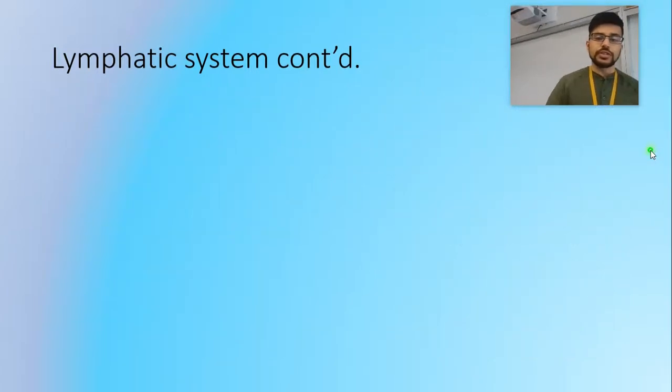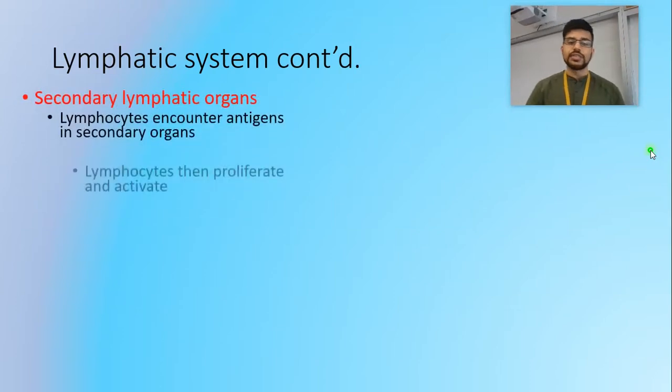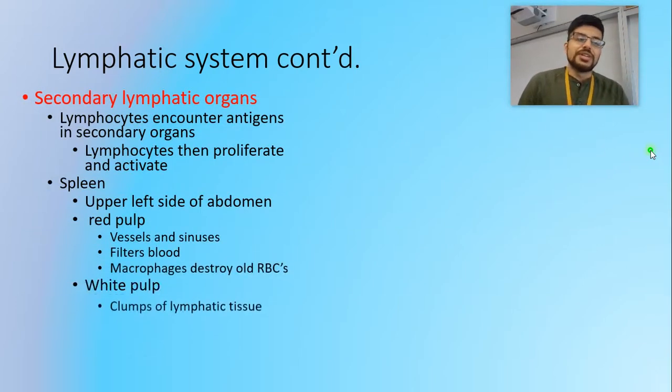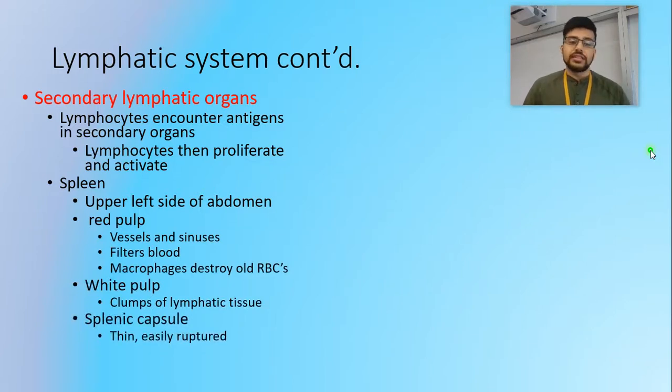After the primary organs, we've got what are called your secondary organs. Lymphocytes are going to find antigens in your secondary organs. This is where your immune system is really going to go to work. Your primary organs essentially produce the cells, and your secondary organs house where the action actually happens. So, spleen is in your abdomen. This is one of the secondary organs that we have.